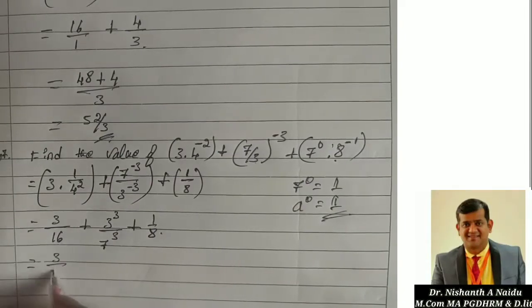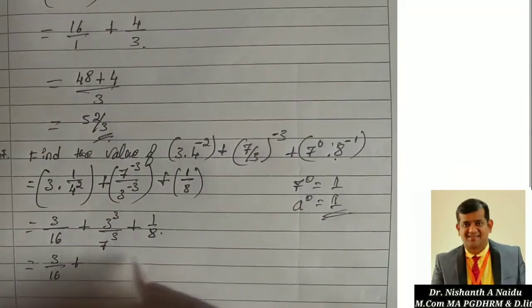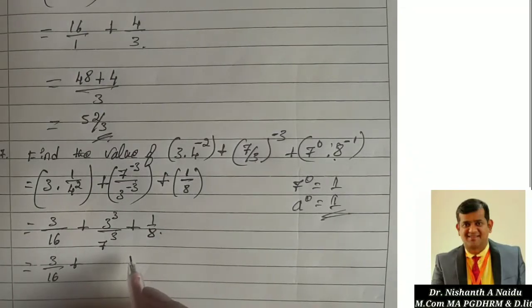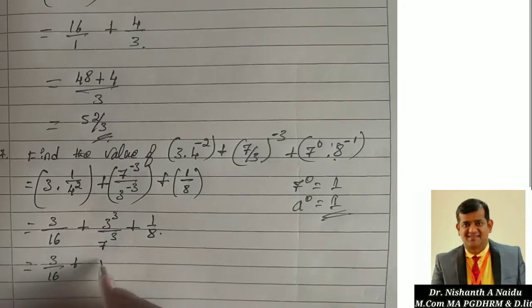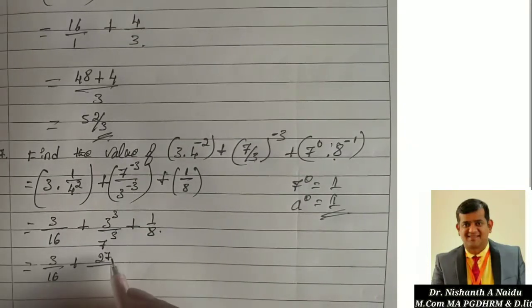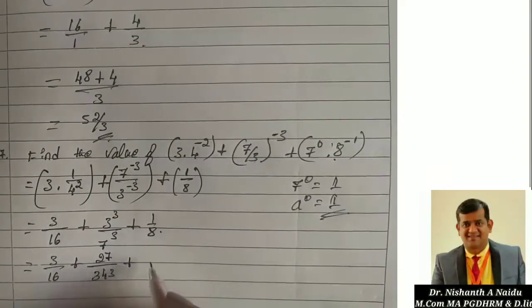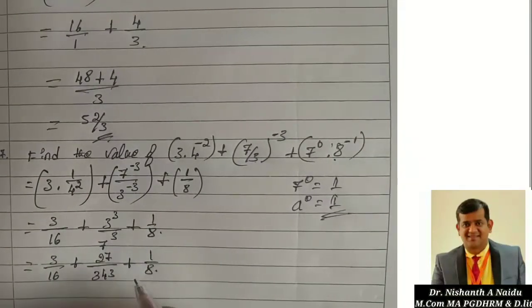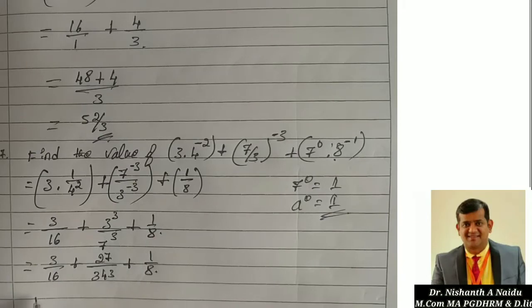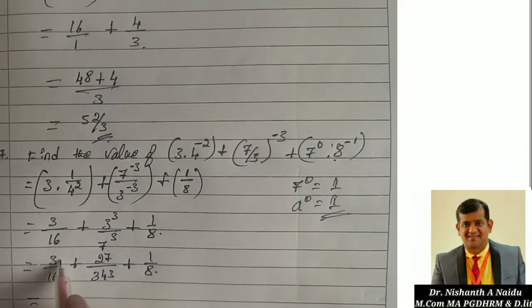That is equal to 3 divided by 16 plus 3 to the power 3, how much? 2, 3, that is 27. 27 divided by 7 to the power 3. 7 ones are 7, 7 twos are 14, 7 threes are 21, that is 343, plus 1 divided by 8. Okay, so now let us do the cross multiplication for this.